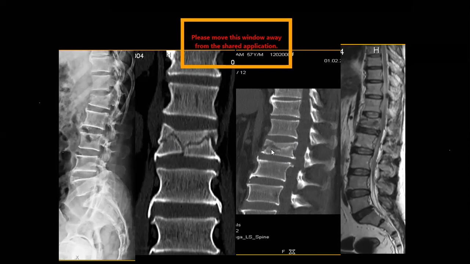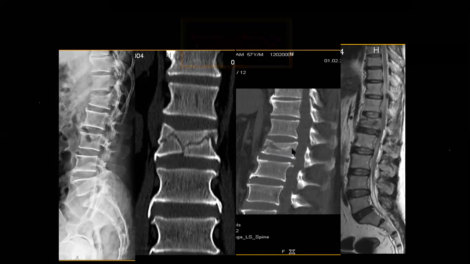Here is the fracture line running from the anterior part of the body through to the posterior part of the body. So the posterior body is also involved here. Okay, that means it is a burst fracture. Burst fracture carries 2 points.